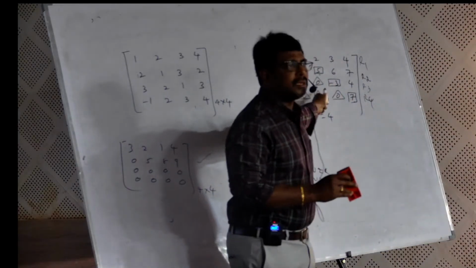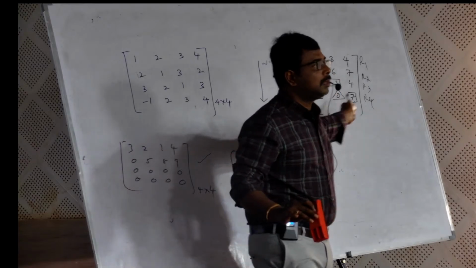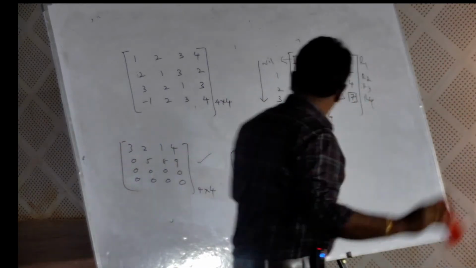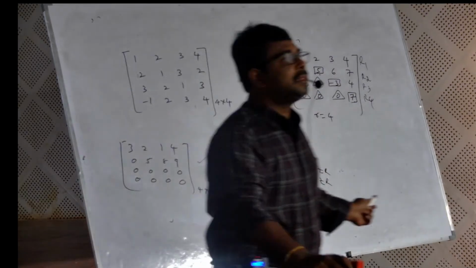If there is no zero row, no problem. It is in the echelon form. Here there are zero rows, but they are sitting at the last, at the last bench. No problem. If there is a zero row, it must be placed below all non-zero rows.